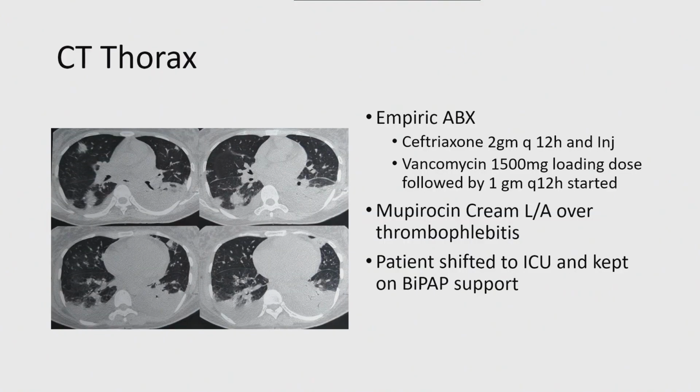But the important thing is that she had received empiric antibiotics, ceftriaxone and vancomycin, looking at the thrombophlebitis and the respiratory symptoms, suspecting septic pulmonary thromboembolism, and also applied mupirocin cream over the thrombophlebitis, and the patient was shifted to the ICU because of progressive hypoxia. So in this patient, you can see that there are multiple peripheral opacities, right? It looks like septic thrombophlebitis plus areas of consolidation and pleural effusions.